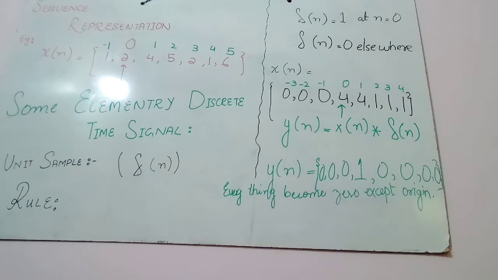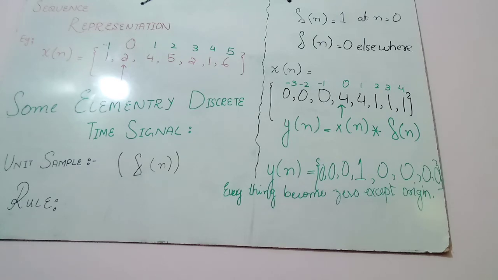So the unit sample signal is the first signal that we are going to discuss, and there's a rule for it: for n equal to 0, the unit sample signal is going to be 1. Elsewhere it is going to be 0.